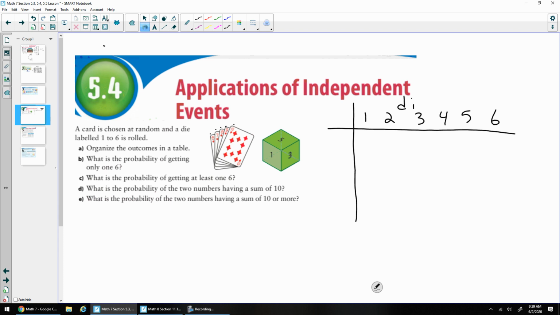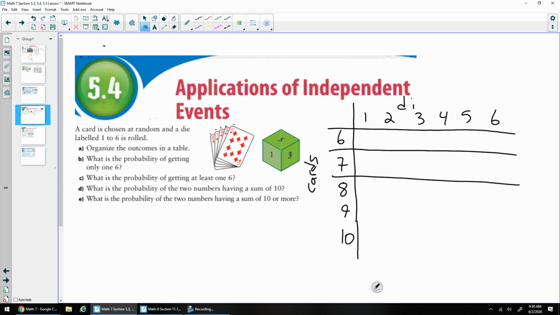And then for the cards, we have 6, 7, 8, 9, extend it a little bit, 10. Okay, so it takes a little bit of time to make these tables.